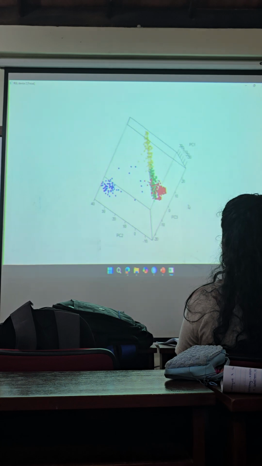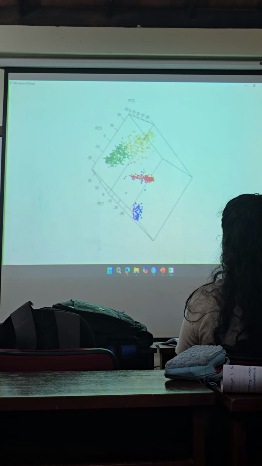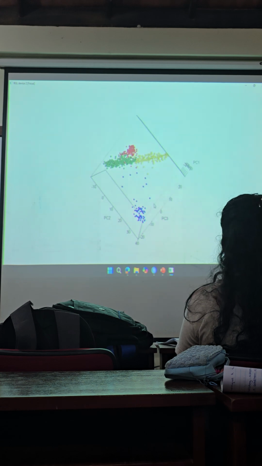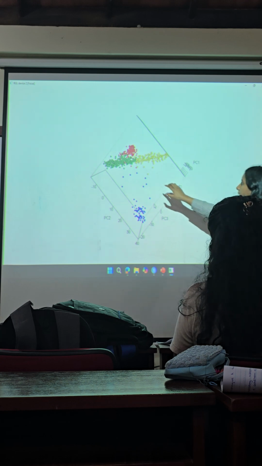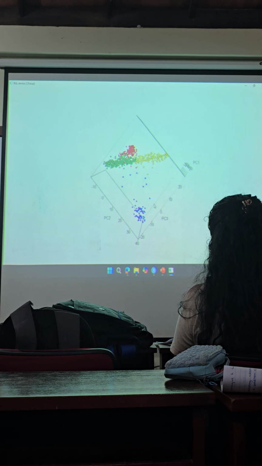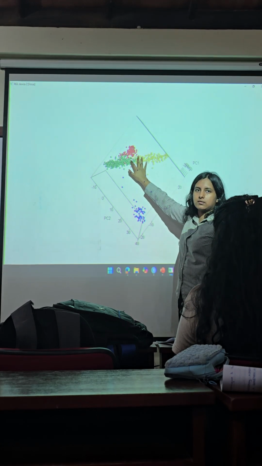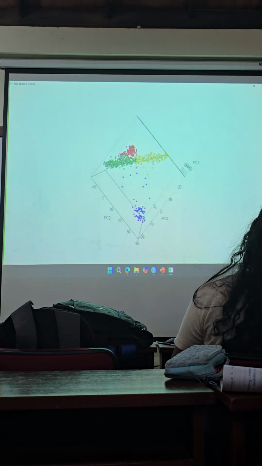So you can see that blue and red are separated. But when it comes to yellow and green, they're quite close together, and you have overlapping regions, right? So what that means is there is some biological similarity between the yellow group and the green group, right?